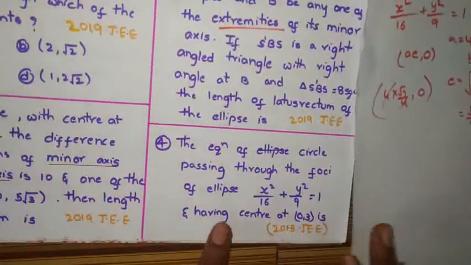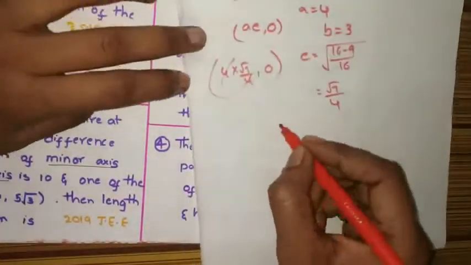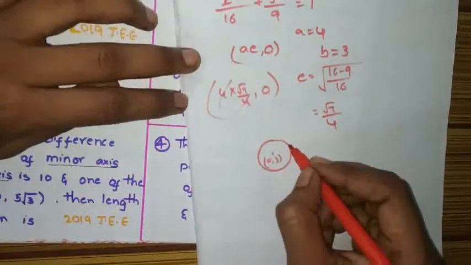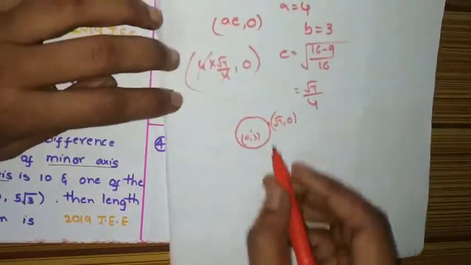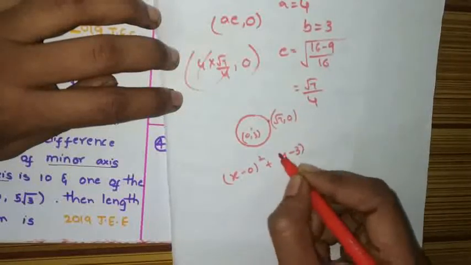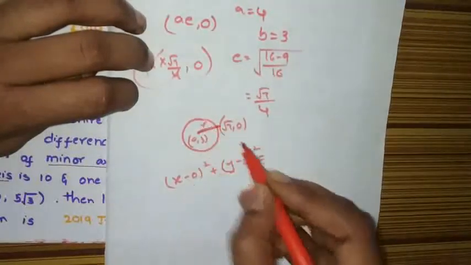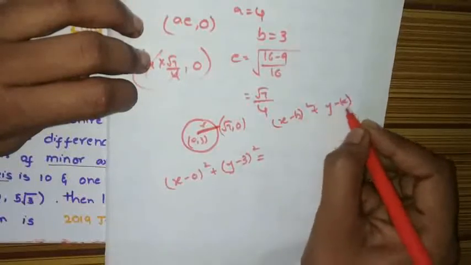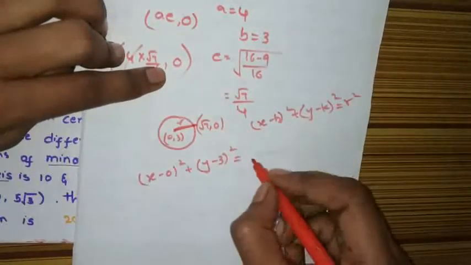And they have given that there is a circle whose center is (0, 3) and it passes through this focus. Now you can calculate the equation of the circle very easily. That is (x minus 0) whole square plus (y minus 3) whole square is equal to this distance whole square, if this is the radius. (x minus h) whole square plus (y minus k) whole square is equal to r square. So now calculate this distance.